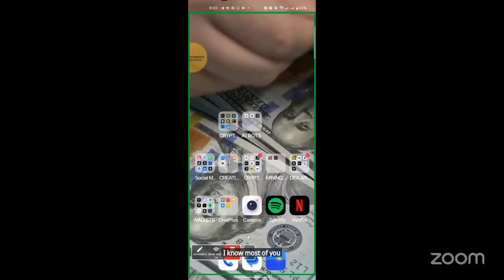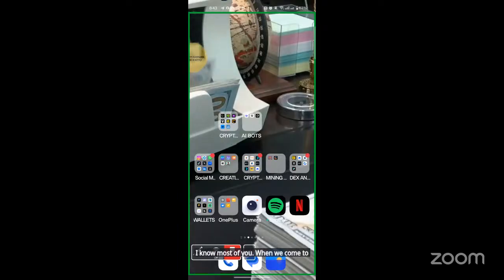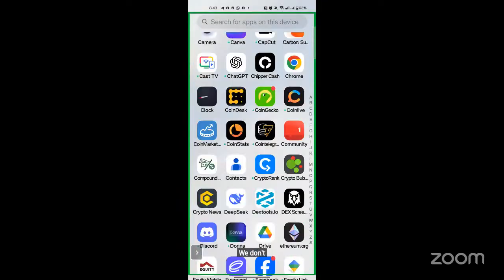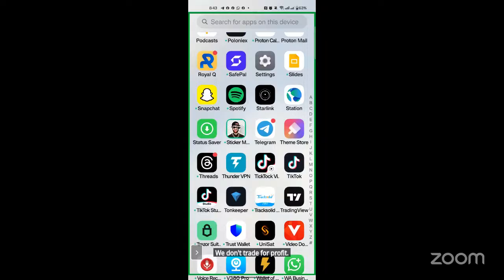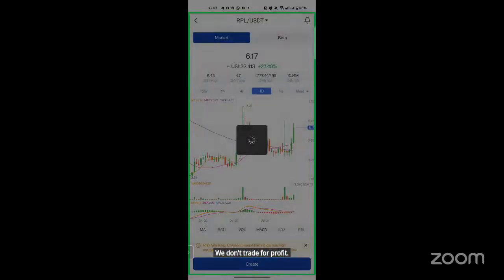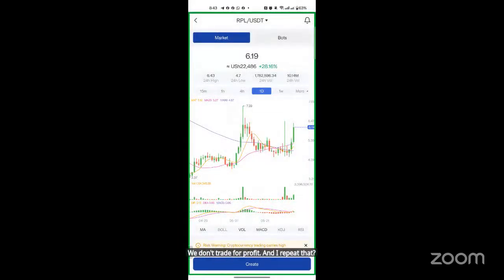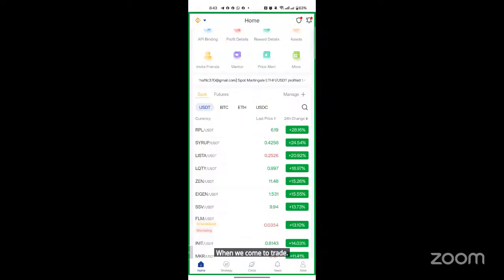Now I'm waiting. And I don't need much. Ladies and gentlemen, I want to make also a very important point about trading. I know most of you, when we come to trade, we don't trade for profit. And I repeat that. When we come to trade, we are not here to trade for profit.